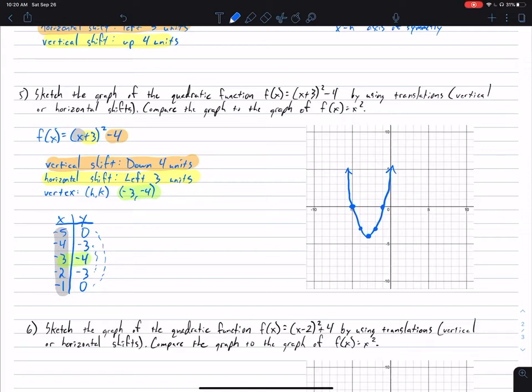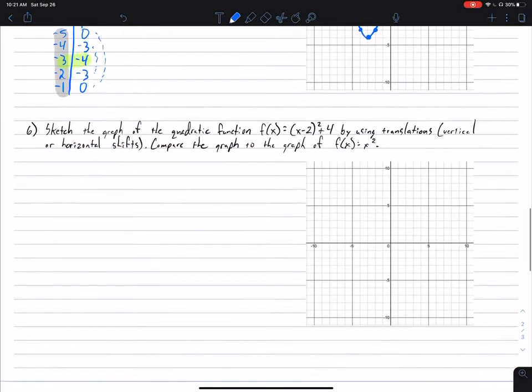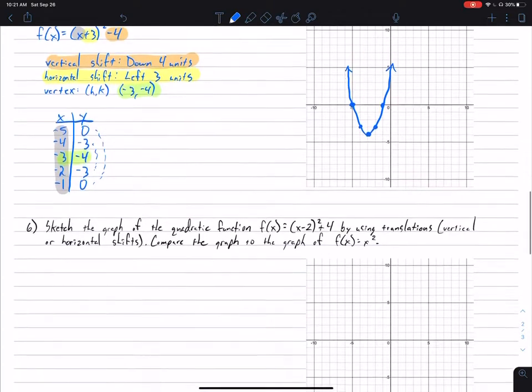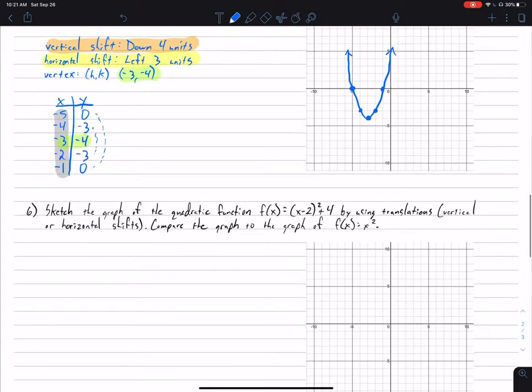All right, so if we were to compare this to the original, the parent function of x squared, that would have been somewhere in here. So it does shift left and down. So it works out. All right, number 6, they're asking us to do the exact same sequence, just with a different problem. So I'm going to try and keep those together.